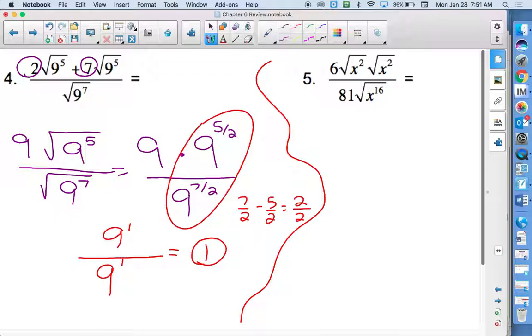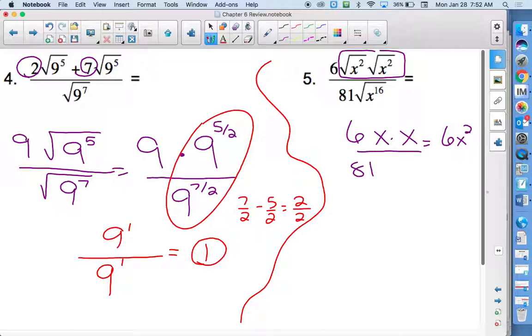So what would that do? Okay. Let's, what if we look at these pieces here? What does the square root of x squared become? X. So on the top, we have the square root of x squared, which is x. The square root of x squared, again, is also x. Okay, so on the top, we have 6 times x, which is really 6x. Just taking the square root of x squared, that just makes x.